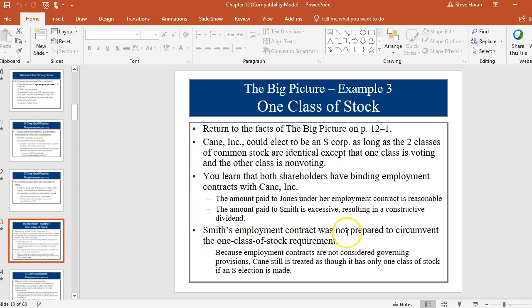Smith's employment contract is not prepared to circumvent the one class of stock requirement. Because employment contracts are not considered to be governing provisions, Kane is still treated as though it has one class of stock if an S election is made. So even with these little extra things they threw at us, it's still considered to have one class of stock.